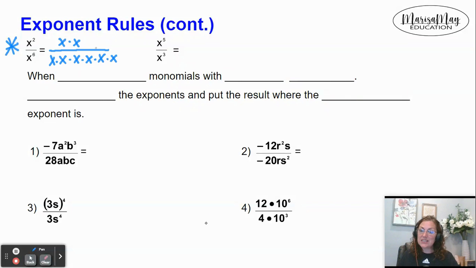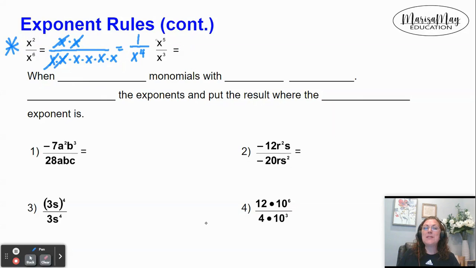Now what I want you to see is that you can cancel 1 x from the top for 1 x on the bottom. So this x goes away if this x goes away. And this x goes away if this x goes away. Now, it may look like there's nothing left on the top, but you need a placeholder there. And the placeholder with division is a 1. And then look at the bottom. I've got 4 x's being multiplied together. That's x to the 4th. Now, this is my answer.